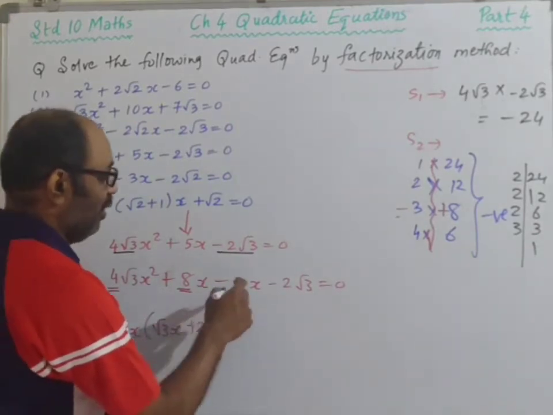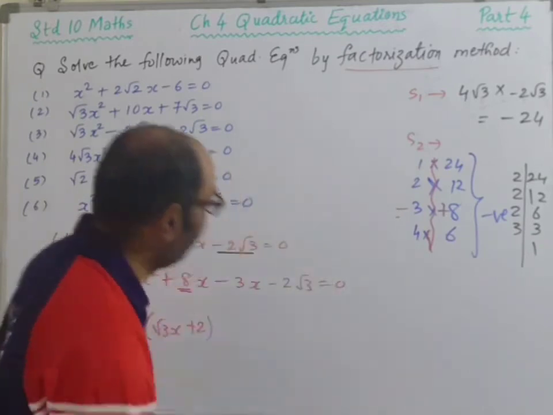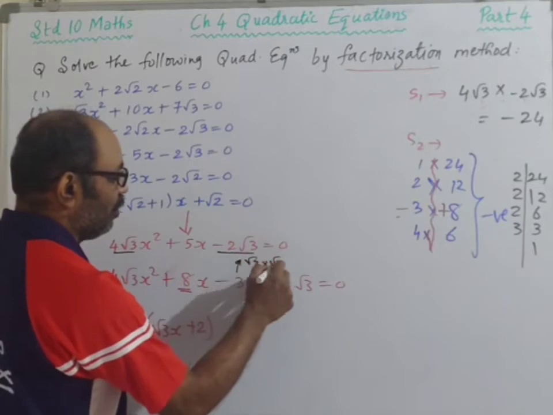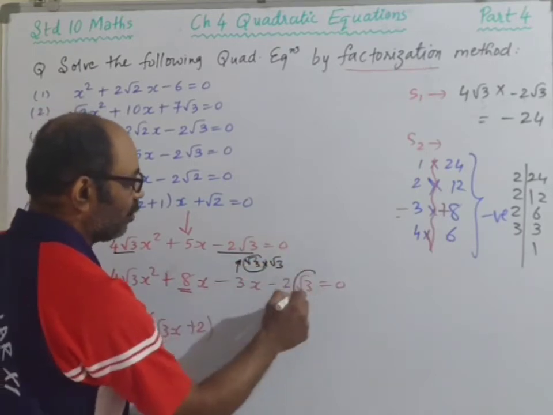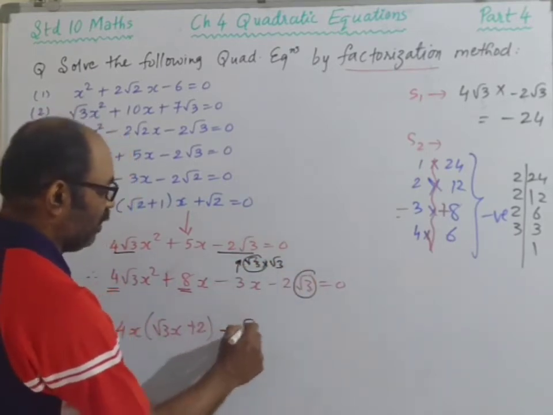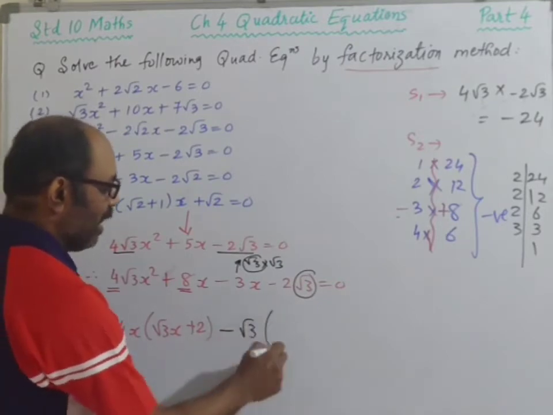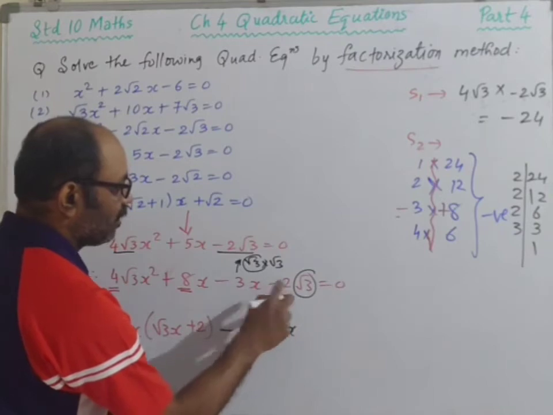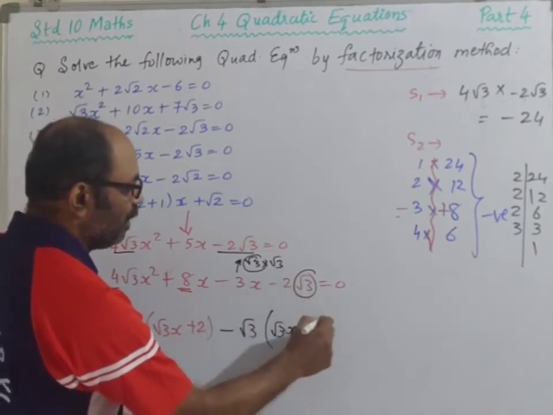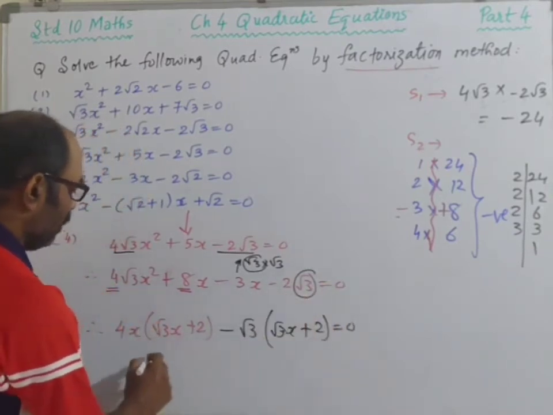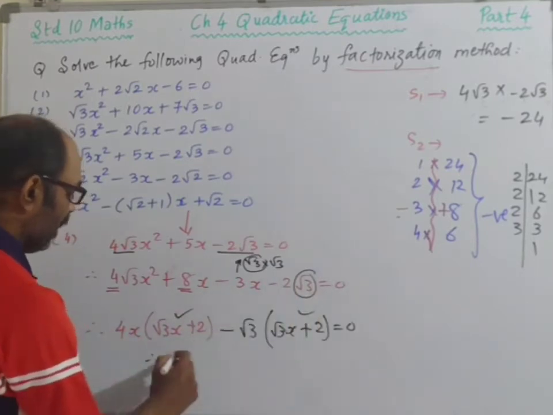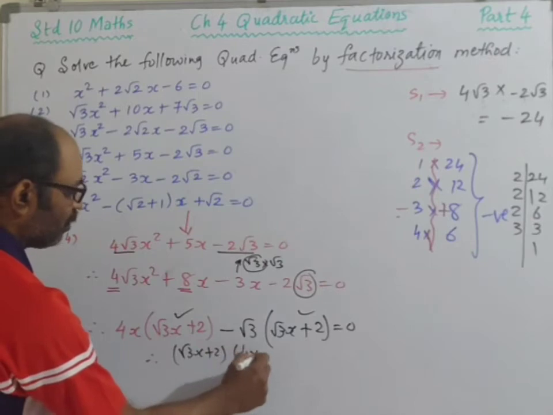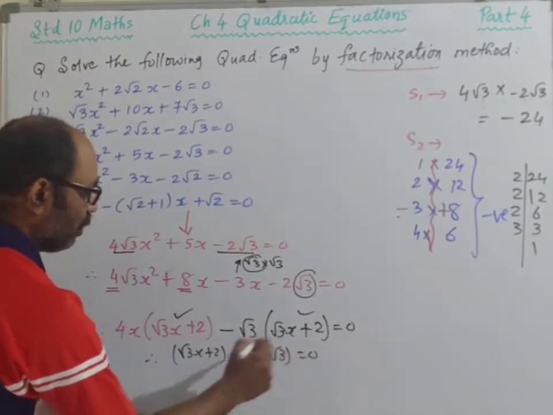Now be careful, इसको आप root 3 into root 3 लिखना पड़ेगा, this is root 3 into root 3 और उसमें से एक root 3 common with minus sign outside, so root 3 is common, ब्रैकेट में एक root 3 बच गया, x बचा है, sign change होगा और 2 बचा है, that is equal to 0. There you are, same bracket, so root 3x plus 2 into 4x minus root 3 is equal to 0.